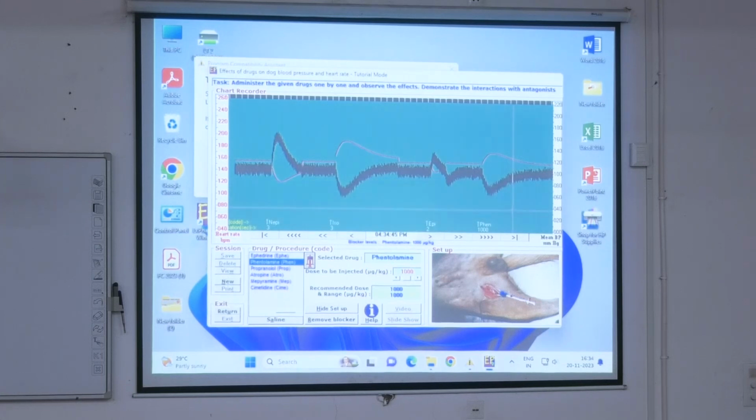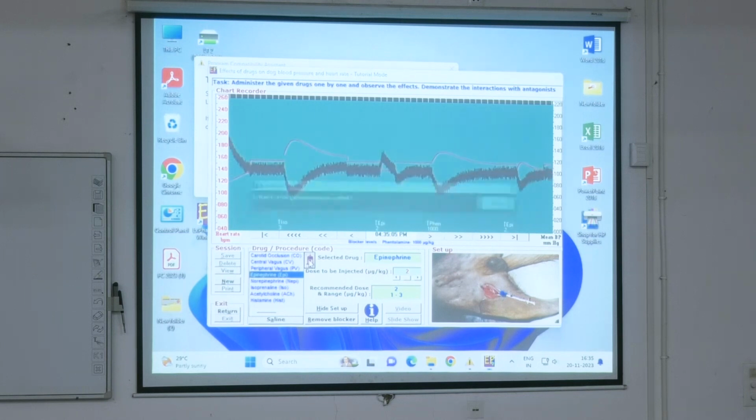Some fall in blood pressure as it is blocking the alpha 1 receptor. Now after some time, what I have administered? Repeating the dose of epinephrine. Now what we can see, is there any rise in blood pressure?